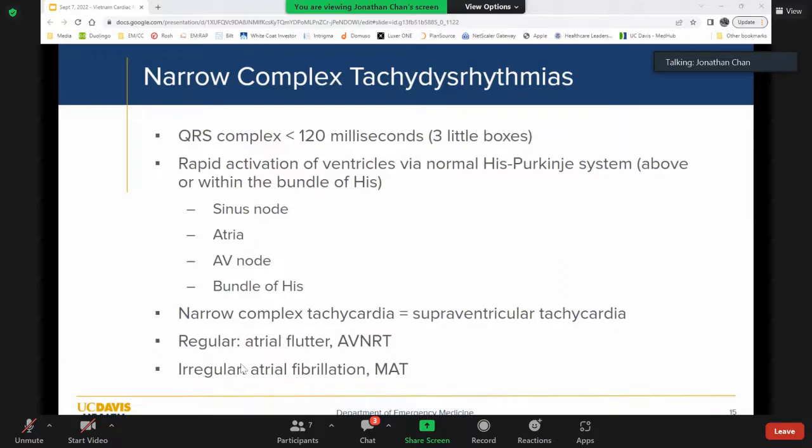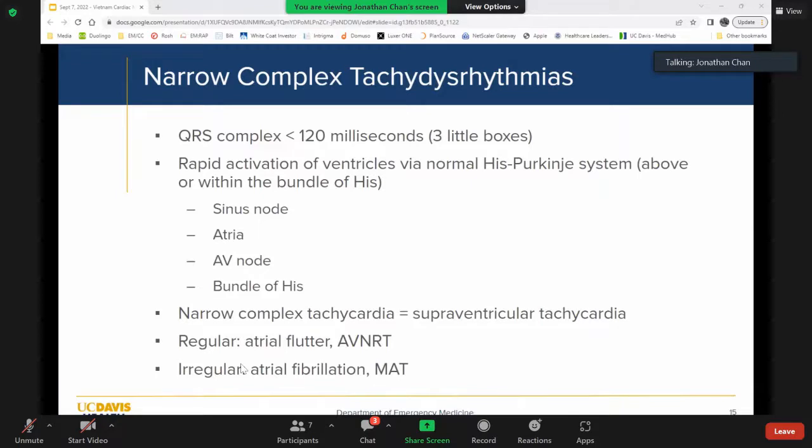Because we talked about how the QRS is part of the ventricle, when the ventricles contract, if the QRS complex is normal, meaning it's less than 120 milliseconds, what that tells us is the abnormal part is not in the ventricles, it's above the ventricles. And that's why we call it a supraventricular tachycardia. This tachycardia can happen from a lot of different places. It can be coming from the sinus node, the left or right atrium, the AV node, or the bundle of His. But it's telling us that the ventricles are acting normal, but the part of the heart above the ventricles, in the atrium or in the nodes, is not acting normal. So narrow complex means it's a supraventricular tachycardia.